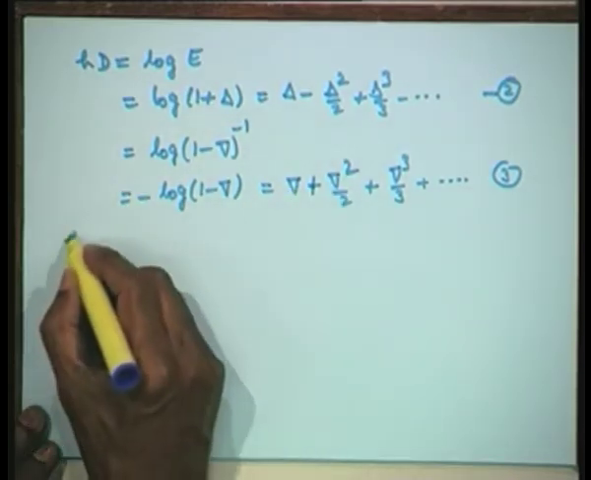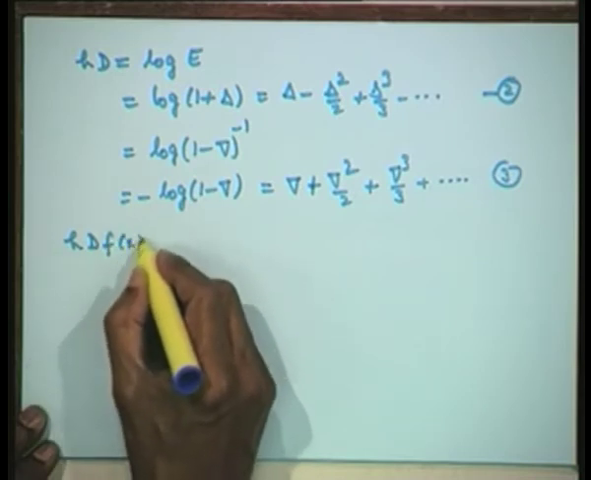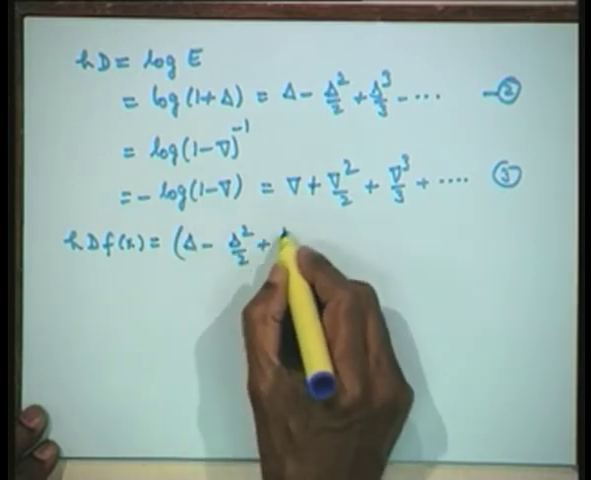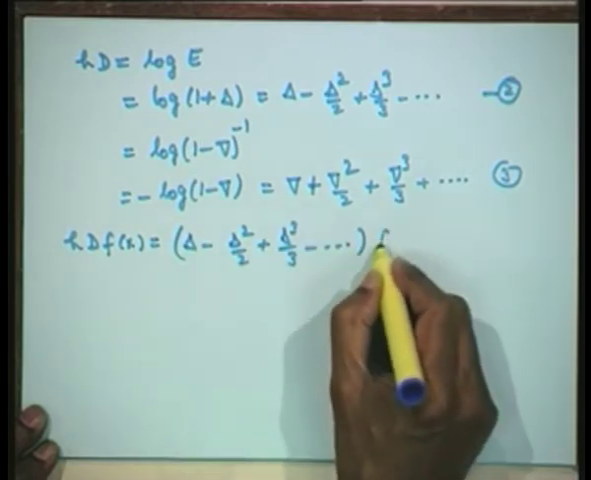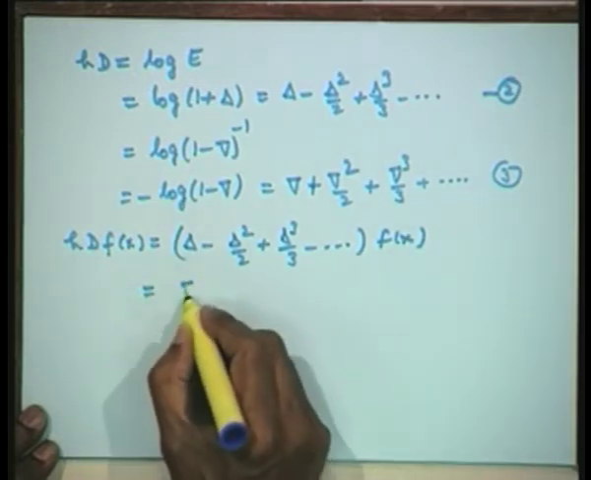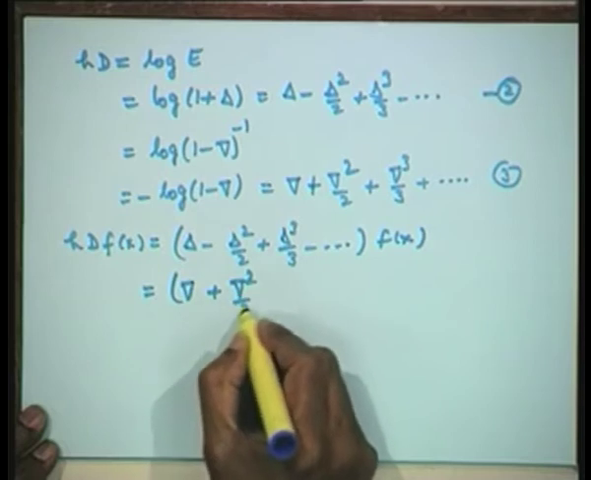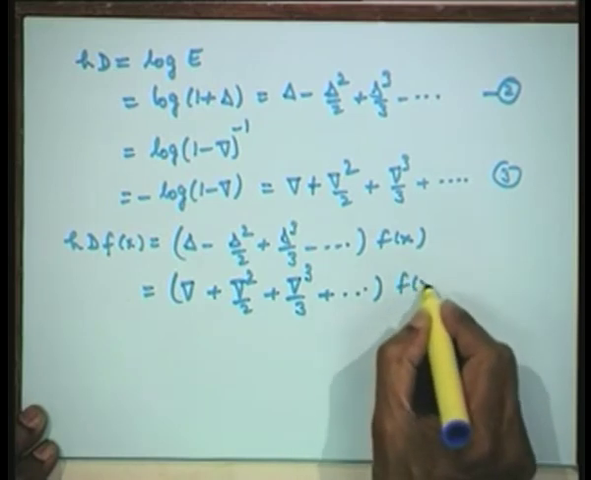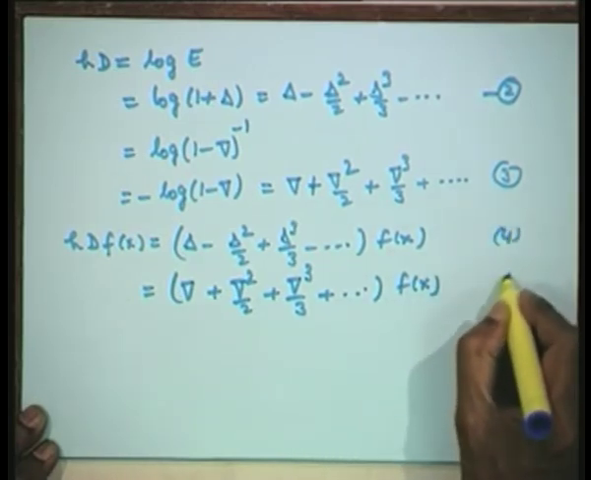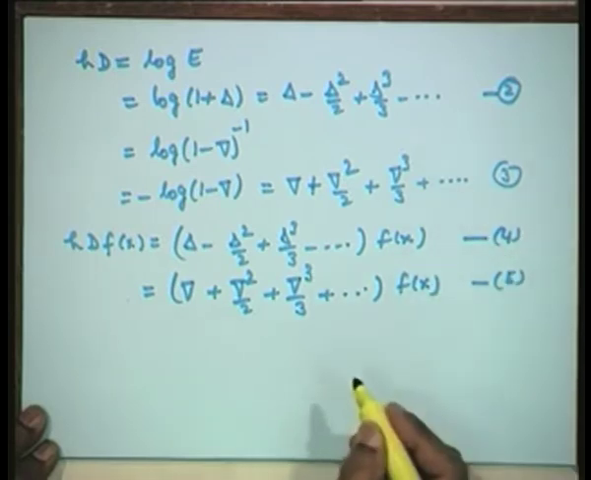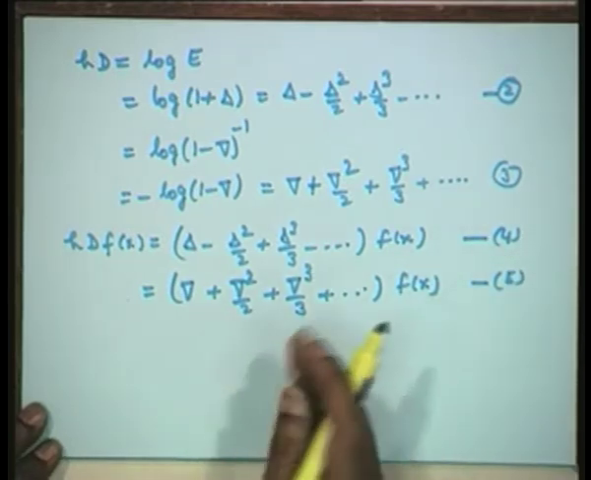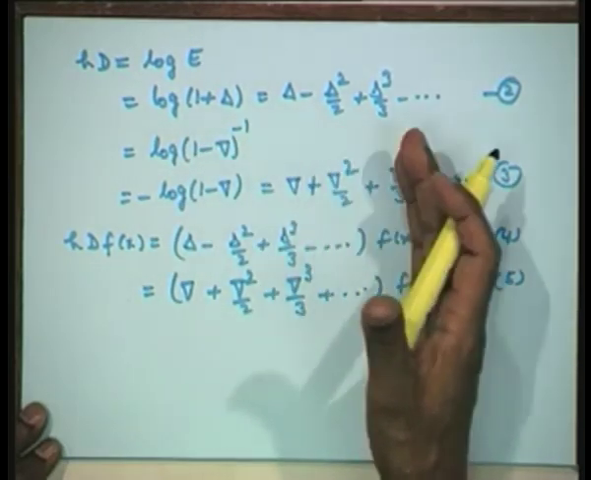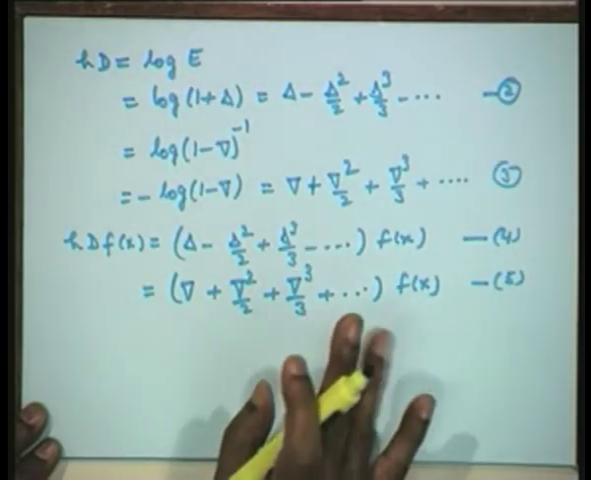That means, if you operate it on any given function f(x), it will be simply either delta squared by 2, delta cubed by 3 and so on, operating on f(x), or I will have this as backward delta squared by 2, delta cubed by 3 and so on, operating on f(x). Now, I can get the formulas by just cutting this series at one term. I can cut it after 2 terms, I can cut it after 3 terms and so on. So all the formulas that we obtained earlier can also be obtained from here.